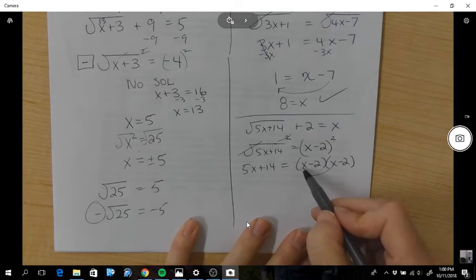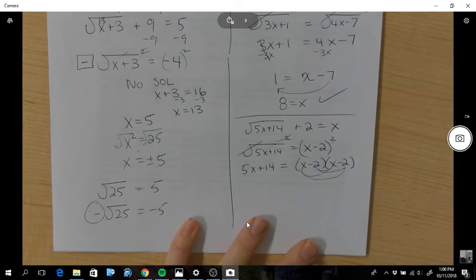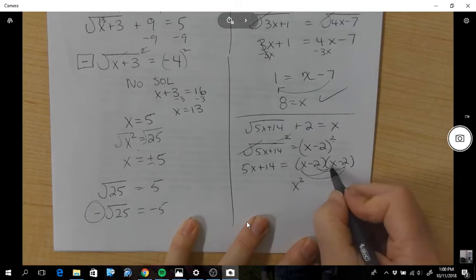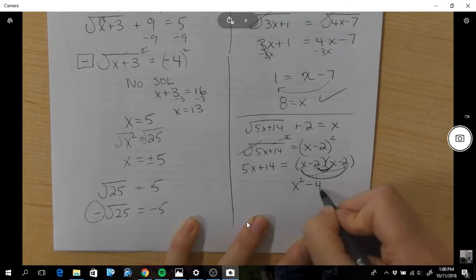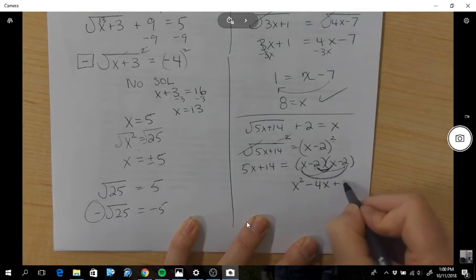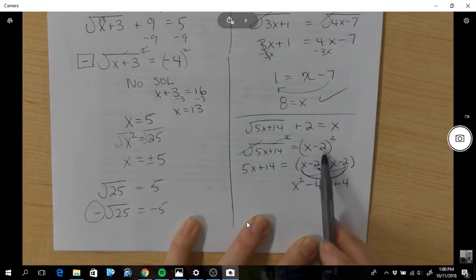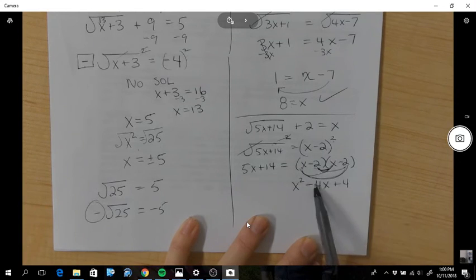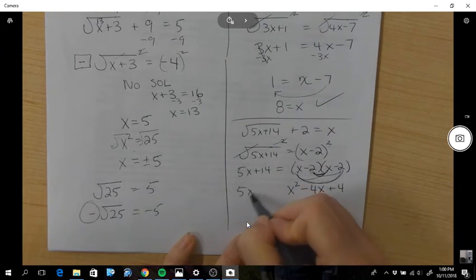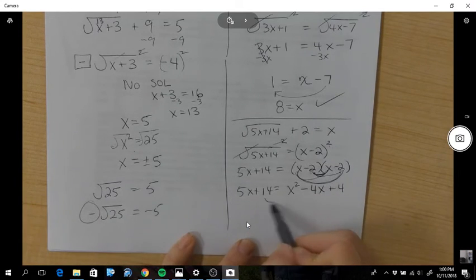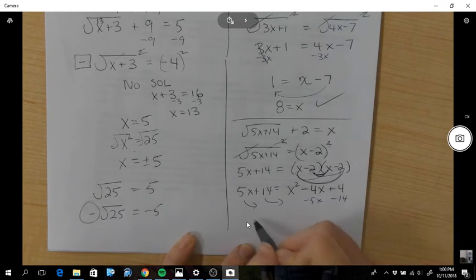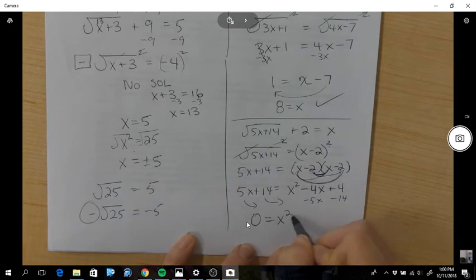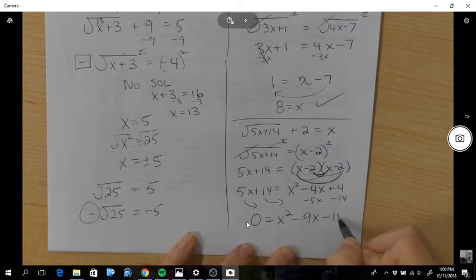So don't forget that you have a whole system of FOIL. So x squared, I'm going to shortcut this with an outside inside. Minus 2x doubles. And then plus 4 is your last. We learned this in Unit 1. Remember the relationship? This doubles, this squares. Now I'm going to move these to that side. So I'm going to take off 5x, take away 14. 0 equals x squared minus 9x minus 10.